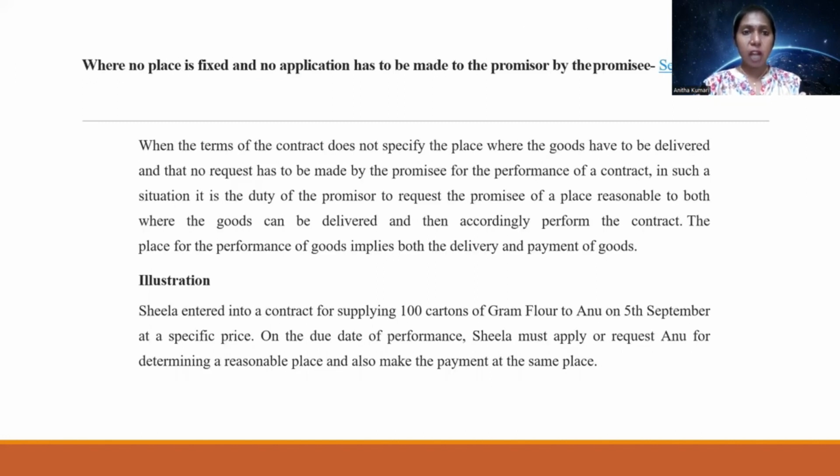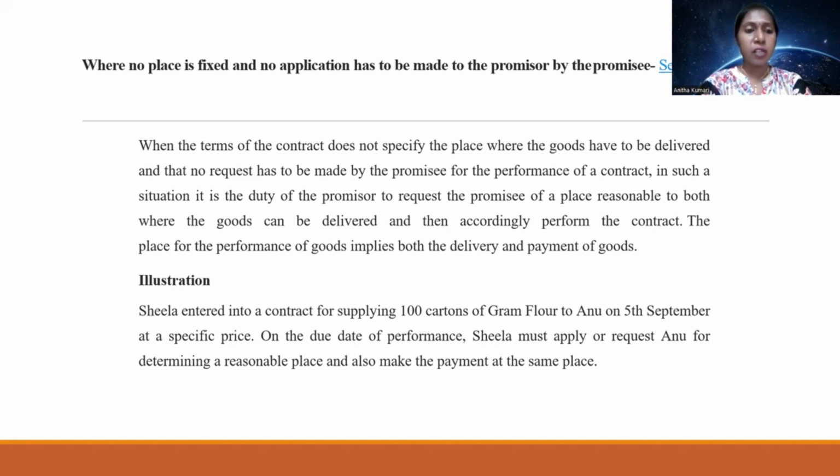Where no place is fixed and no application has to be made to the promiser by the promisee. When the term of the contract does not specify the place where the goods have to be delivered and no request has to be made by the promisee for the performance of a contract, in such a situation, it is the duty of the promiser to request the promisee for a place and reasonable time where the goods have to be delivered. So in this situation, where the promisee, the person who has given an order and paid the money, has not specified where the goods have to be delivered and at what time, it is the seller's responsibility to make a call or confirm with the promisee where the goods have to be delivered.